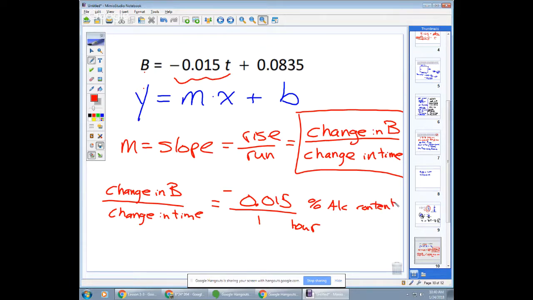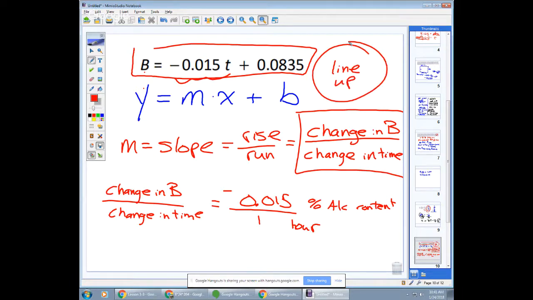So an important thing for me is there's two things. One, I want you to get used to the idea that situations that have equations that look like y equals mx plus b, things line up when we graph them. And the other thing is, what does the slope mean?